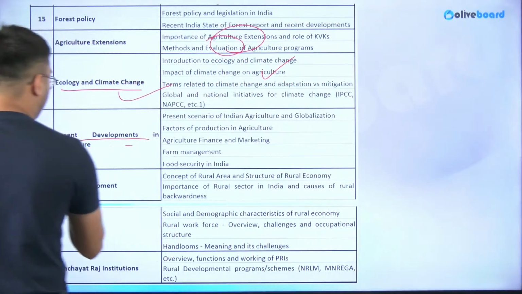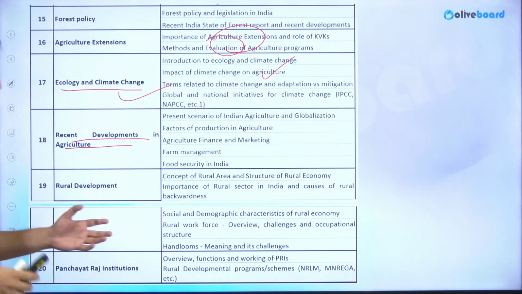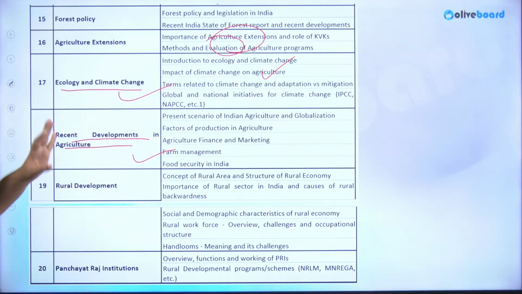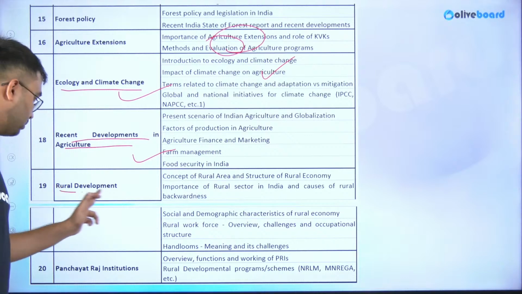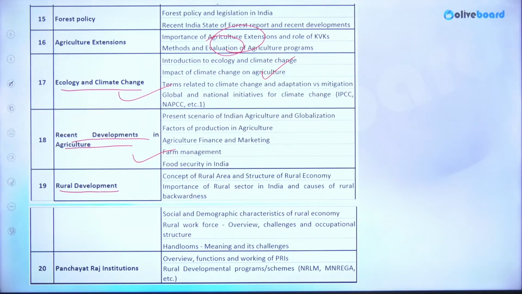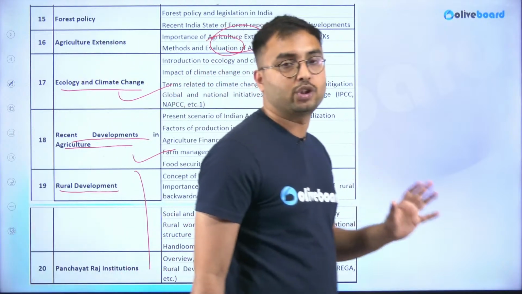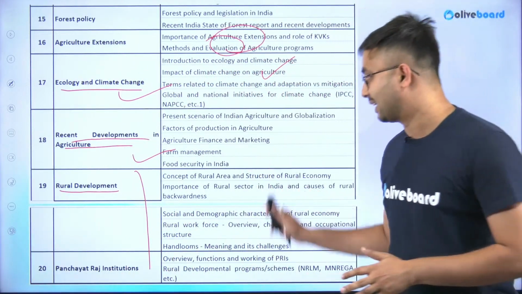Then comes recent developments in agriculture. So what are the recent scenarios, current affairs associated, that we can definitely have in this particular chapter. And then we will start rural development and Panchayati Raj institution to end the particular classes.